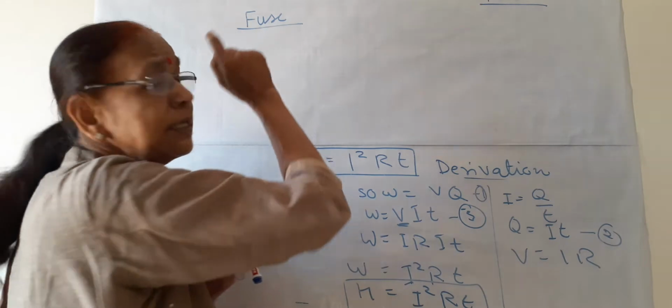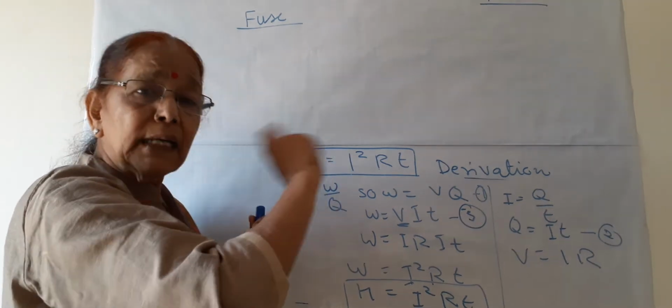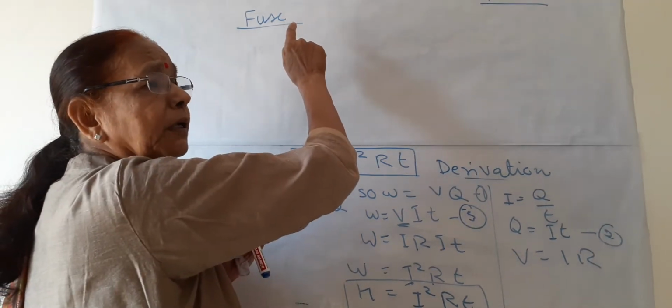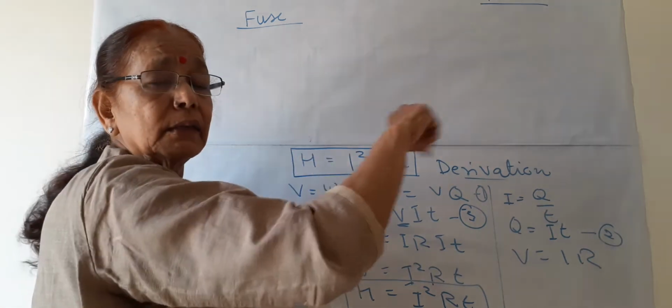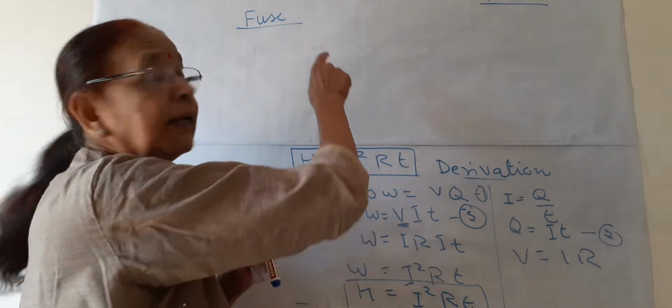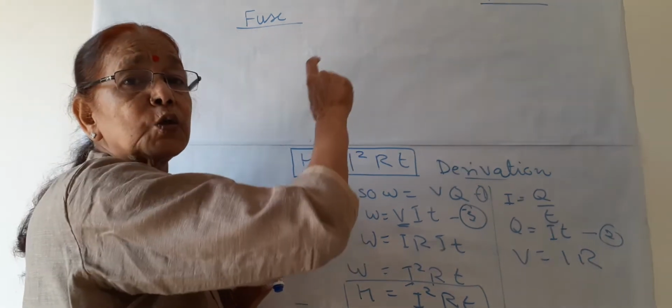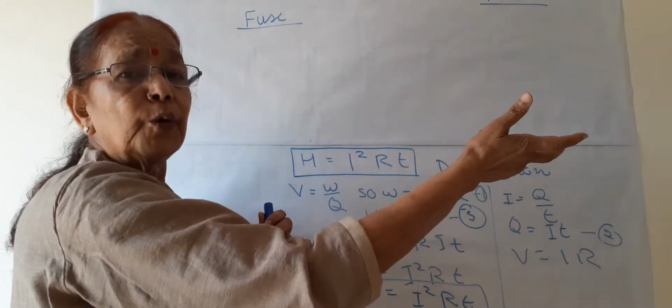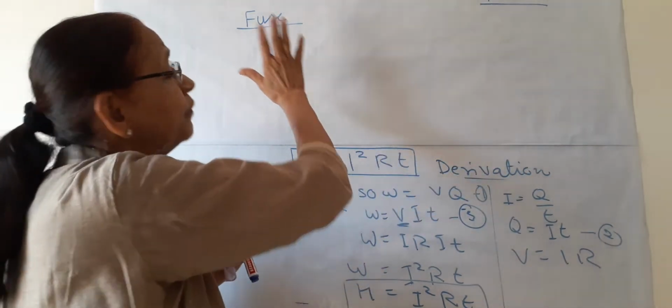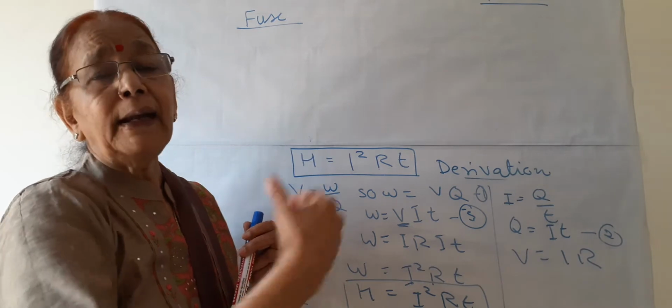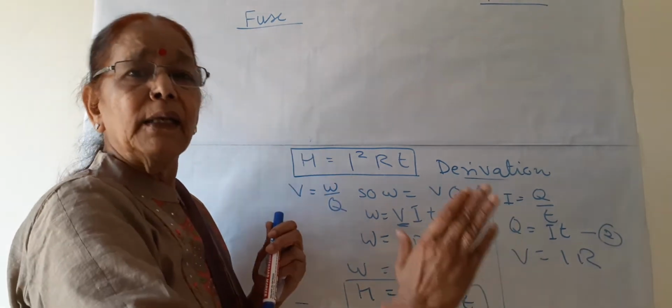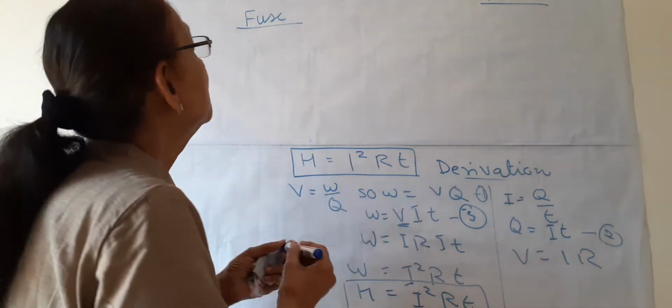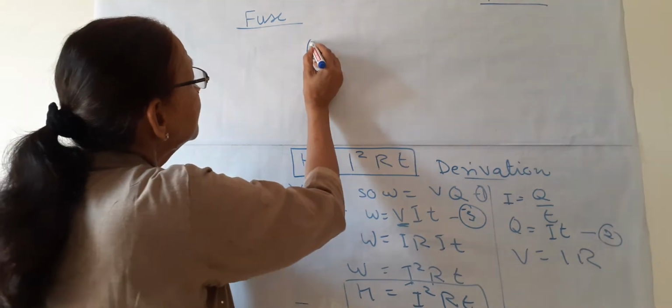So the fuse is used in series in the circuit, it is fixed in series. Before current goes to the appliances, the fuse is broken and electricity cannot pass, the path is broken. So what is this fuse?